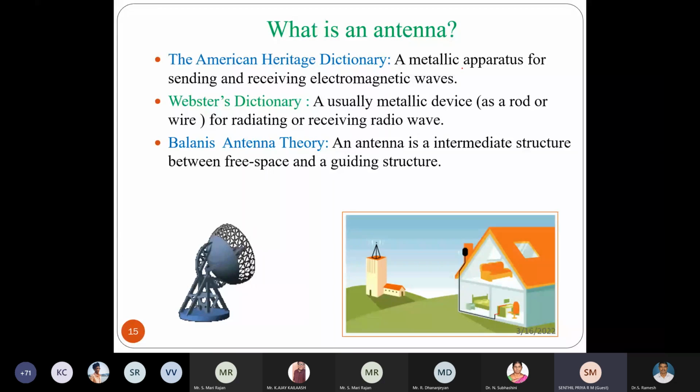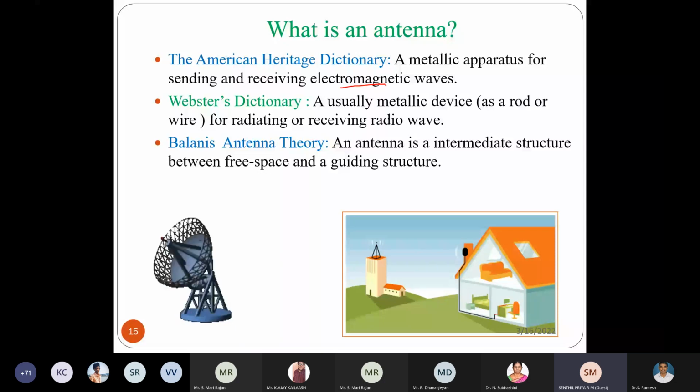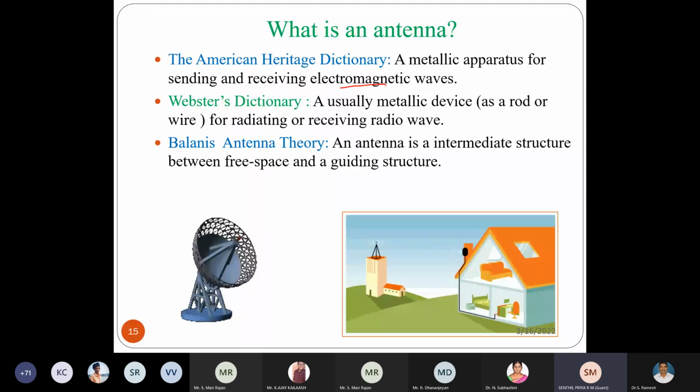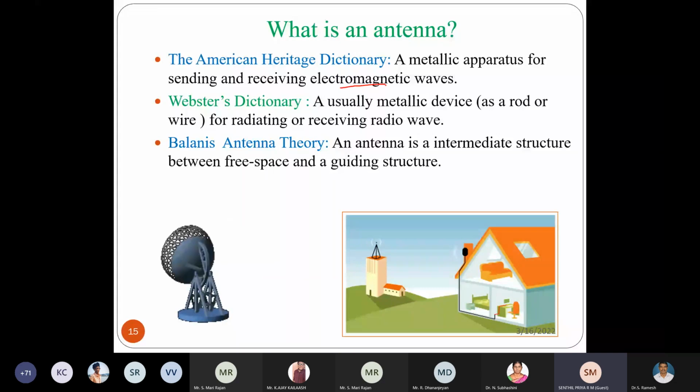Already we discussed what electromagnetic waves are, where we have the combination of electric field and magnetic field. Because of the vibration between both fields, we get electromagnetic waves, and with respect to phase, amplitude, and frequency, we transmit the signal from one place to another. Again, we can take an antenna as a mechanical device for radiating and receiving radio waves, and it is an intermediate structure between free space and the guiding structure.